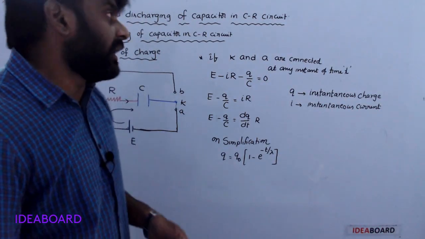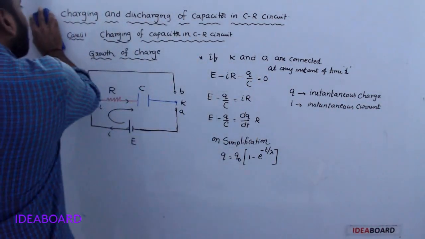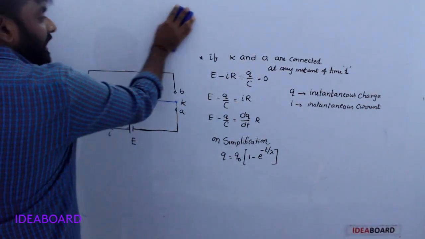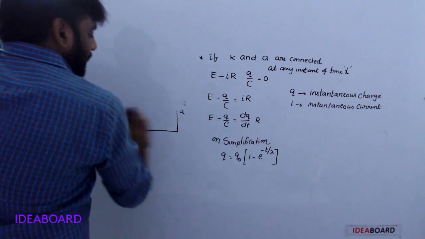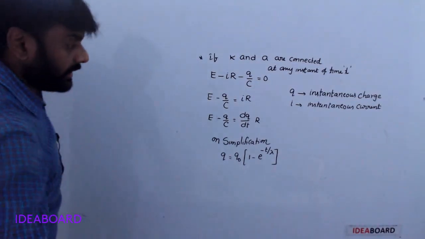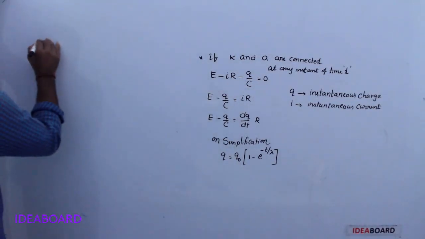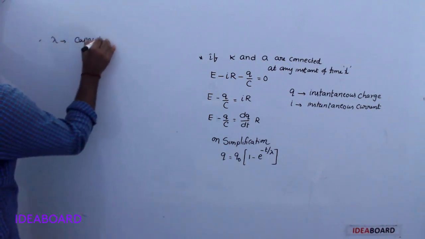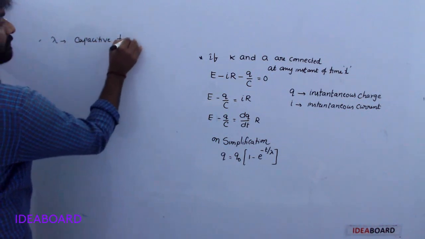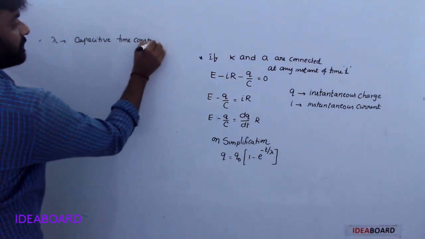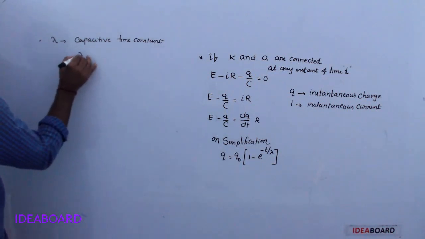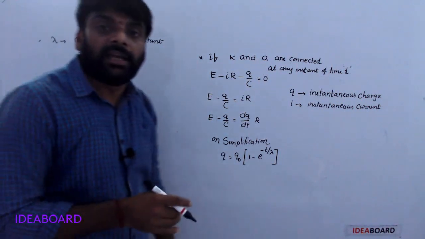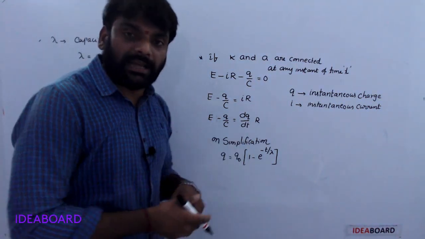What is lambda? Lambda is nothing but the capacitive time constant. Lambda value is equal to CR. Lambda is nothing but the capacitive time constant.